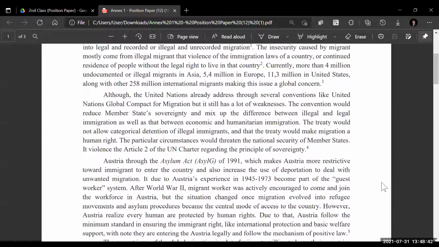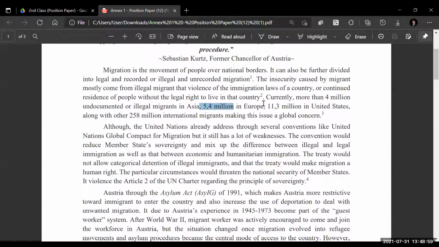Okay. If you research well, if you conduct a very good research, then the paper will correspond to that kind of quality. It will also get better. So if you want to make a good position paper, you have to research first. I mean, look at the numbers. You see 5 million in Europe, 11 million in the United States, 258 million international migrants. You will not know all of these numbers if you don't research, right? It's not just that the numbers come up naturally in your head. You have to research about it.